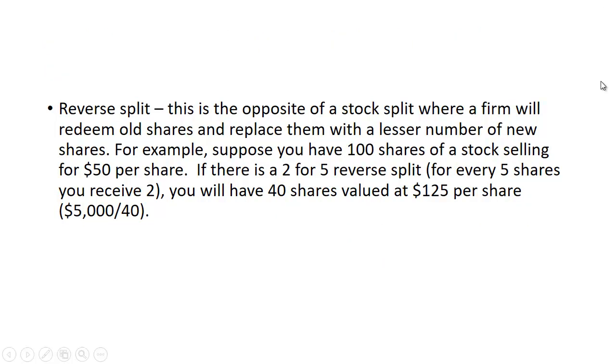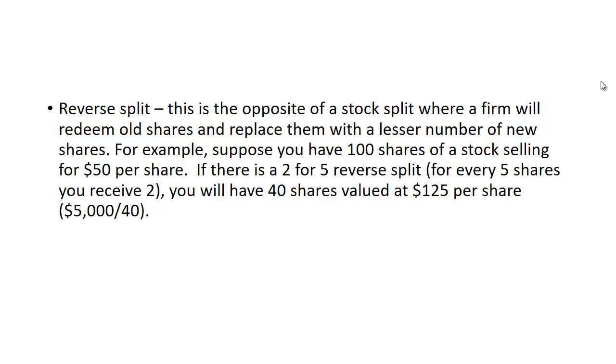You can also have a reverse split. So this is the opposite of a stock split, where a firm will redeem old shares and replace them with a lesser number of new shares. So for example, suppose you have 100 shares of a stock selling for $50 a share. If there's a 2-for-5 split, so for every 5 shares you receive 2, you'll now have 40 shares valued at $125 per share.